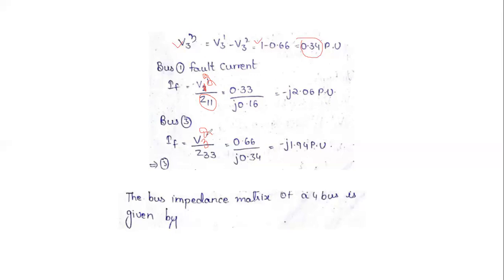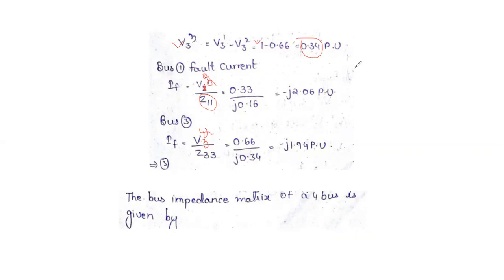At bus 1, the fault current is IF equal to V1^(2), because we consider V1^(2) as the voltage at bus 1 during fault. We are calculating the fault current at bus 1, that's why we consider V1. Since we are calculating the fault current at bus 3, that's why we consider V3.